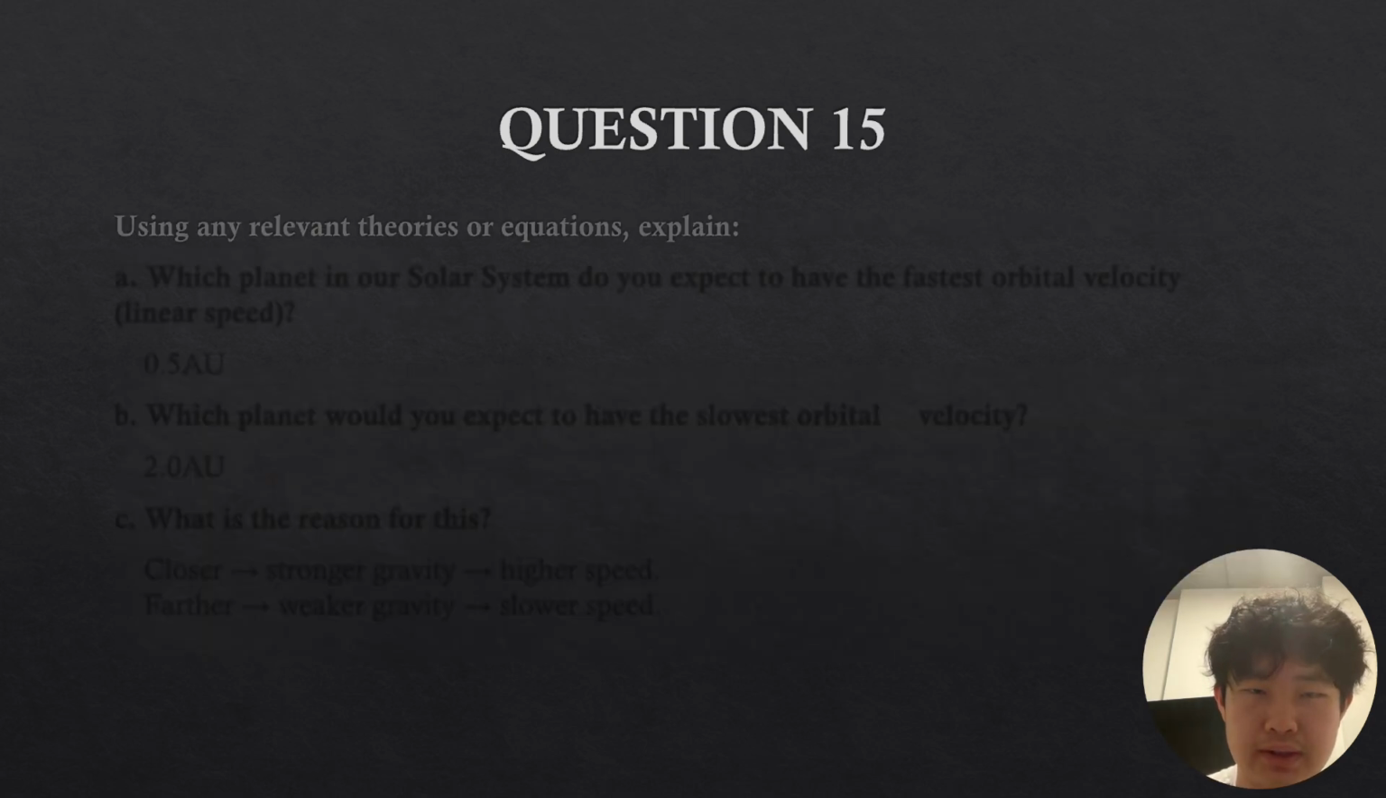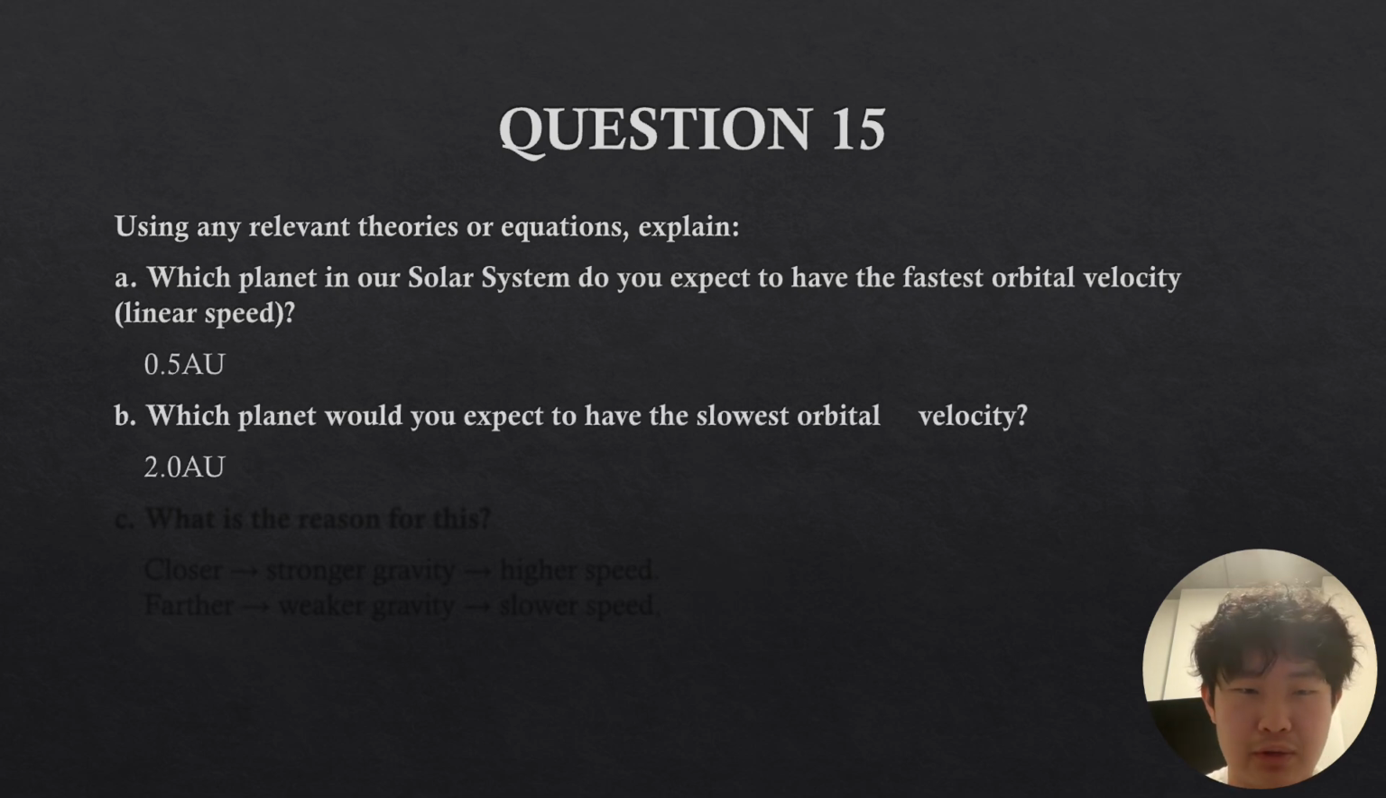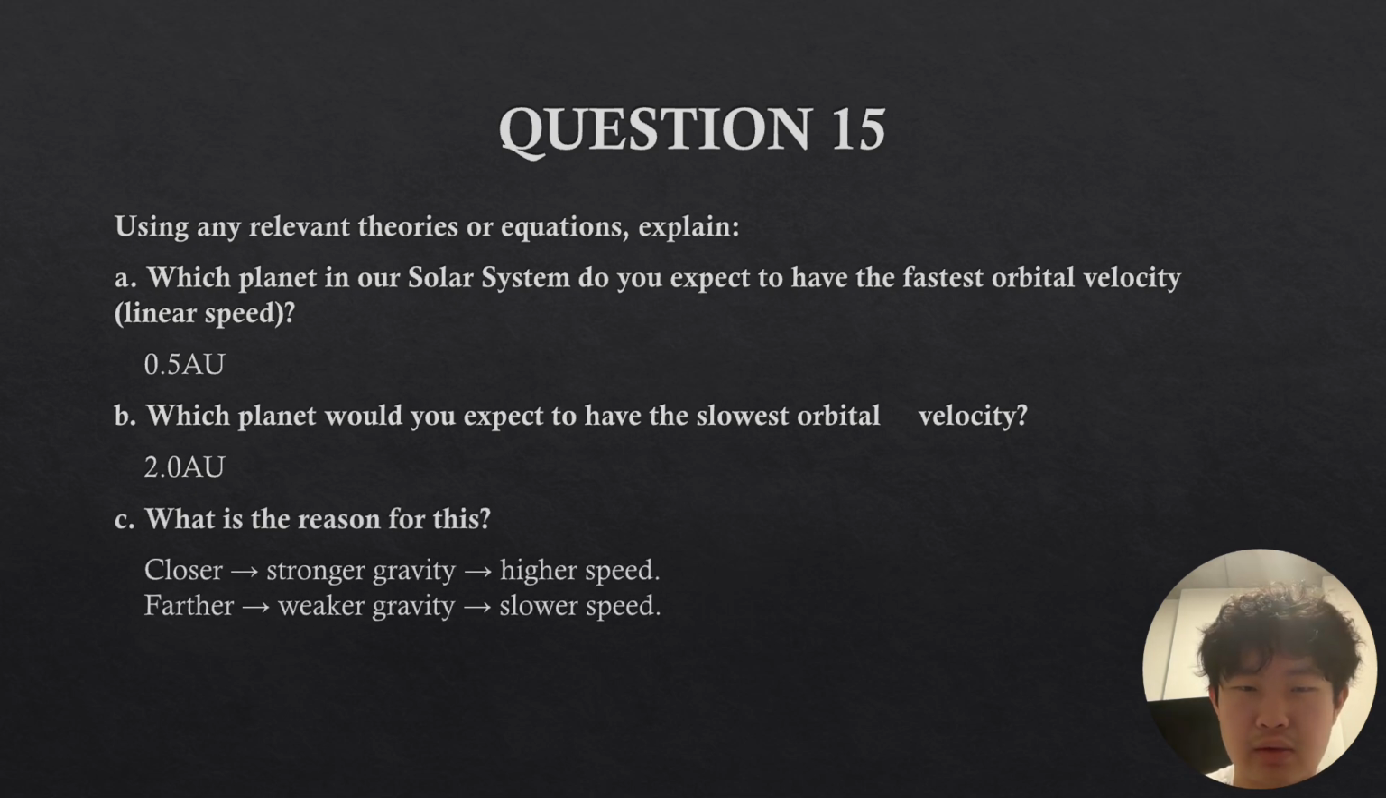For question 15, the planet at 0.5 AU moves the fastest, and the planet at 2 AU moves the slowest. This happens because the closer a planet is to the star, the stronger the gravitational pull it feels, and therefore the higher the speed it needs to maintain a stable circular orbit. On the other hand, planets that are farther away experience weaker gravity and move more slowly. So the difference in speed is simply a result of how gravity changes with distance.